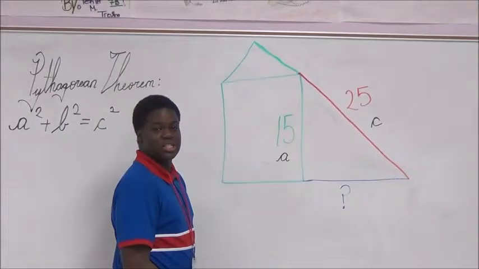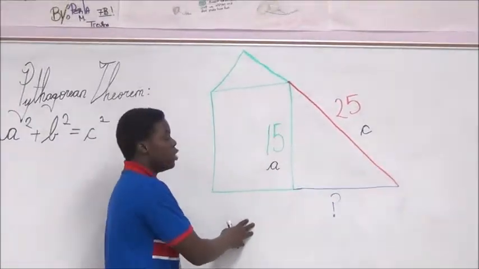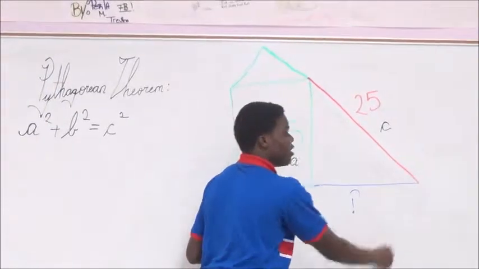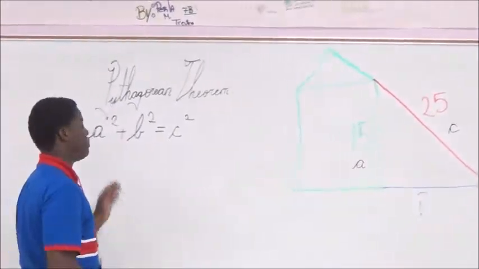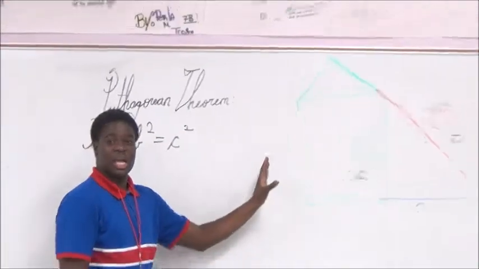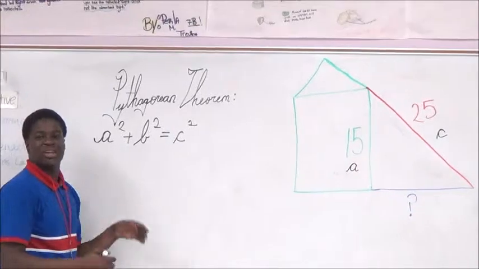So, imagine yourself as a carpenter and you've attached a ladder to the house you're working on, but you want to find the length from the house to the ladder. The best way to find this is using the Pythagorean theorem. So what you're going to do is plug this into the formula, which is a squared plus b squared equals c squared. So let's do that right now.